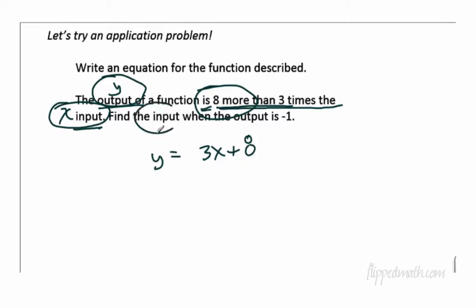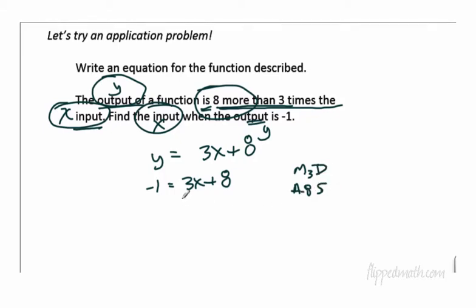Find the input, or find x, when the output, or y, is negative 1. So if you make y negative 1, that's what they're saying. They want you to find the input. This is a regular two-step equation. Let's look at it. What happens? Here's x. First you multiply by 3, and then you add 8. So the opposite would be subtracting 8 and dividing by 3.